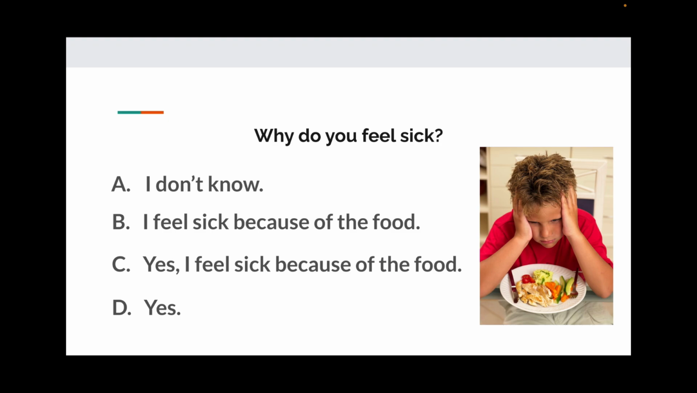And so take a moment to think about your answer. And so let's take a look at the answer. And so A and B are correct. Again, you can answer any question with I don't know. However, when it comes to second form positive questions, we cannot use yes or no. And so that is why C and D are incorrect.